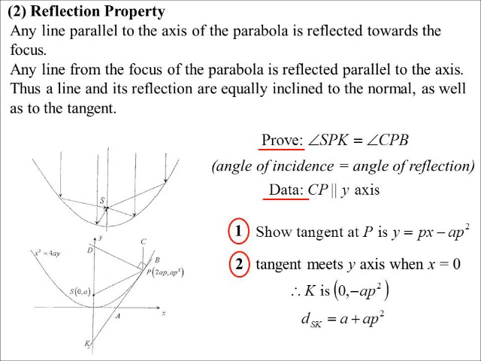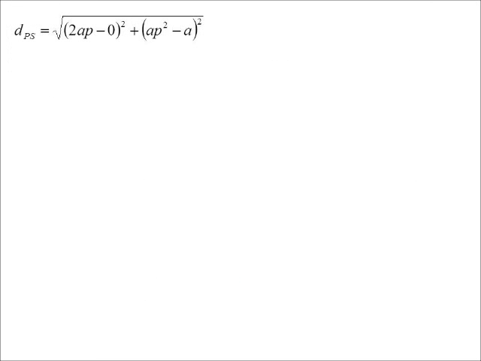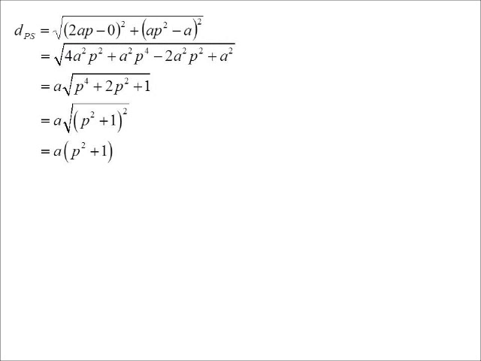So therefore, the distance from the focus to K is just a vertical distance, so I can just add them together. It'll be ap squared below, and then a above, so the total distance of SK is a plus ap squared. Now I'm going to find distance PS. This one I've got to use the distance formula for because the line's at an angle. So subbing in our points, (0, a) for the focus, (2ap, ap squared) for the point P, and expand out, collect like terms. I've taken a out the front, and so we get a(p squared plus 1), which was what we just said SK was.